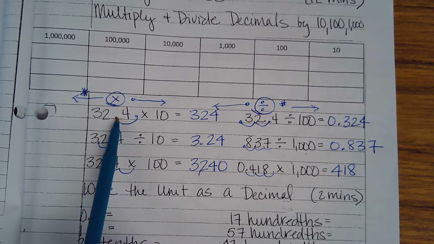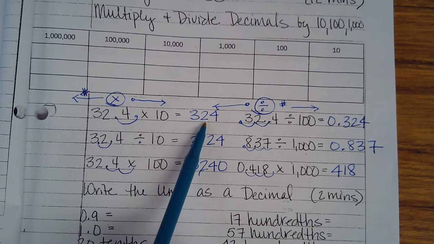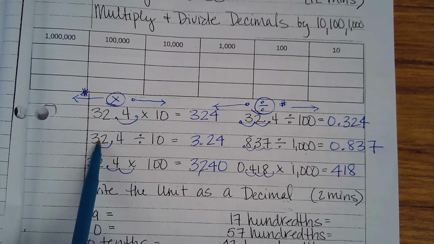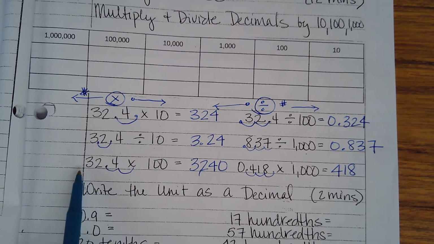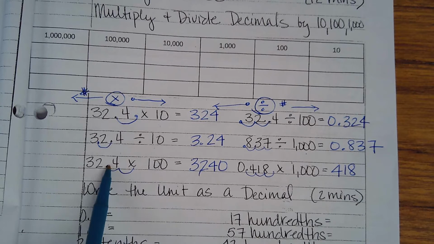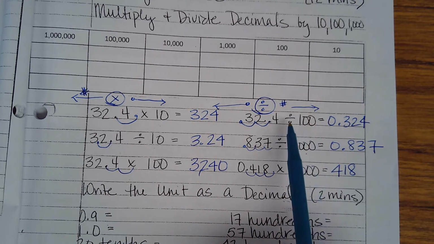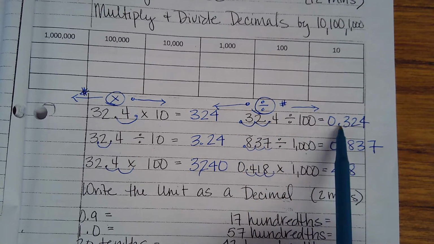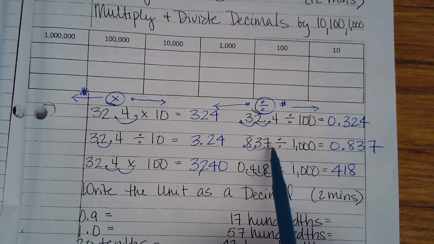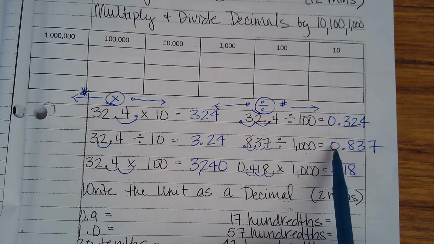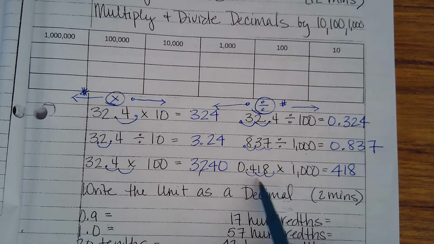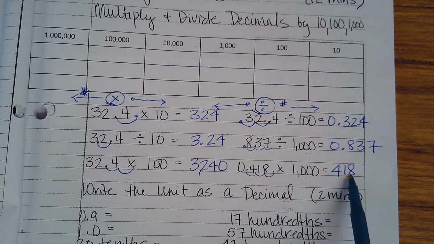So here I go. I multiply by 10, 324. Divided by 10, 3.24. Multiplied by 100, 1, 2, 3,240. Divided by 100, 1, 2, 0.324. I'm dividing by 1,000, 1, 2, 3, 0.837. Multiplying by 1,000, I'm going to move my decimal 3 times, 418. All right, hopefully you did well and you're starting to get the hang of this.